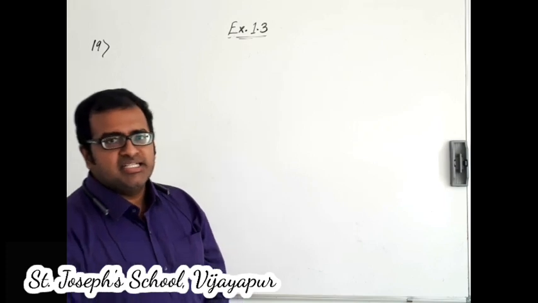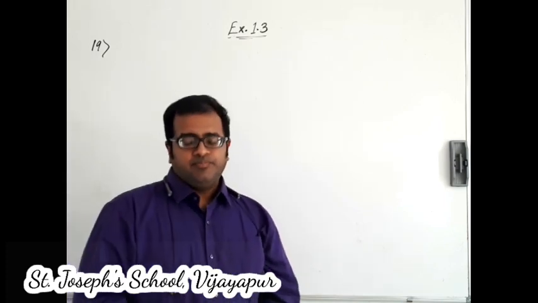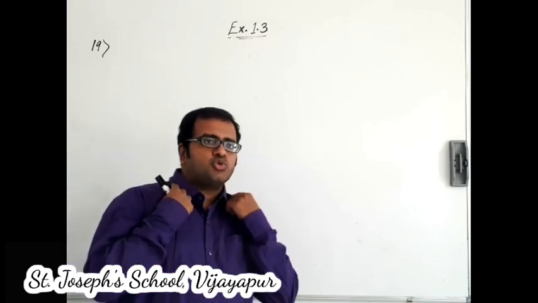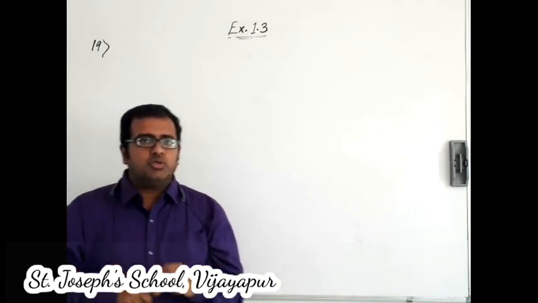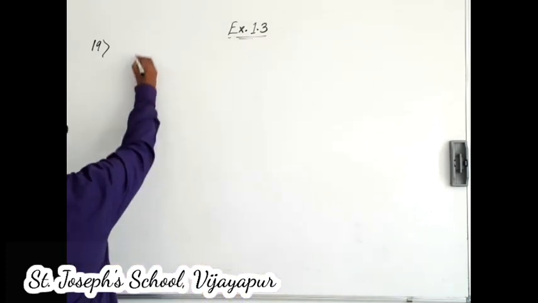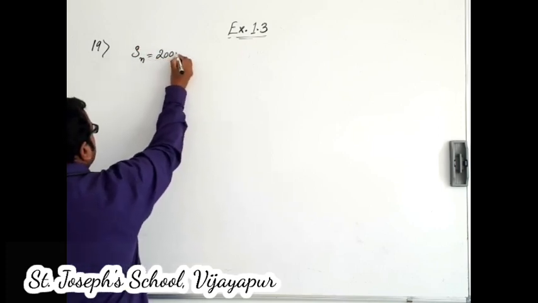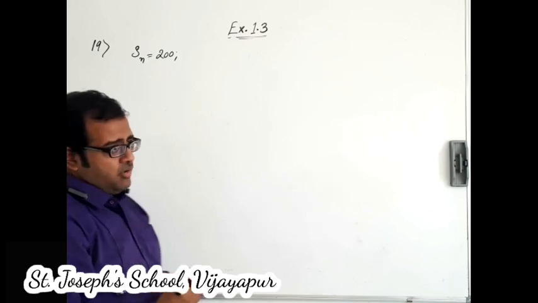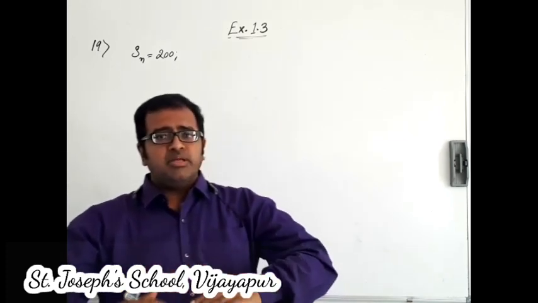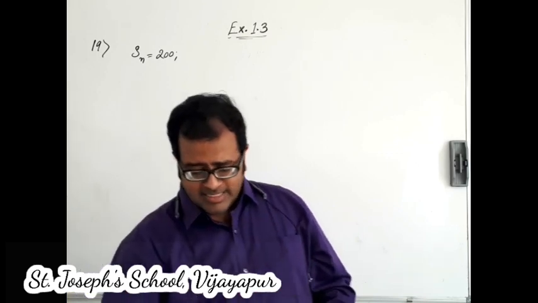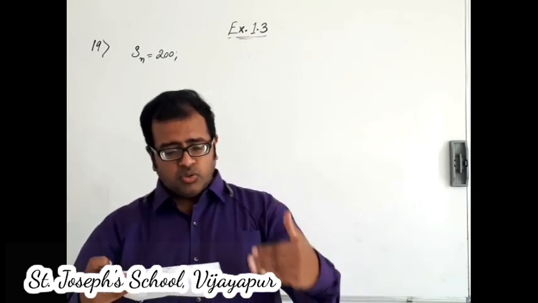So question number 19 from exercise 1.3. If you have a look at the total question, they say that there are 200 logs in total. So that is Sn, the sum of n terms, which is already given. It is 200, right? They have not told us how many layers there are, but in each layer the number of logs goes on decreasing.